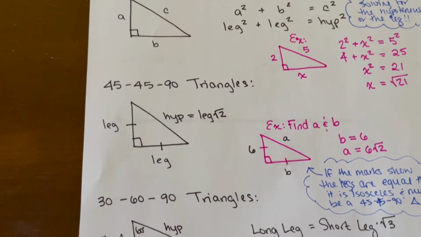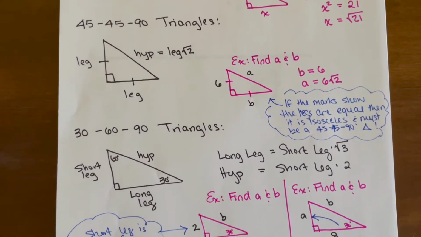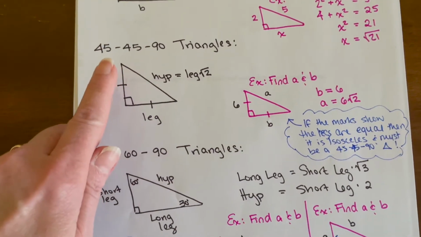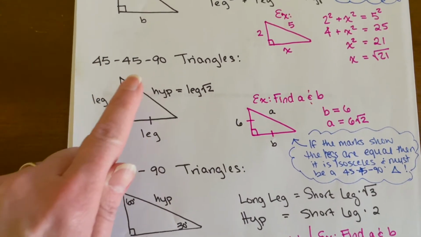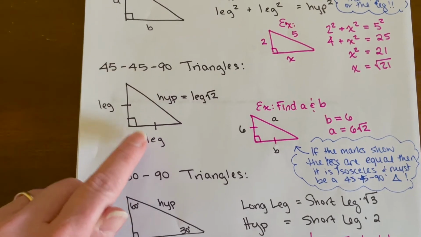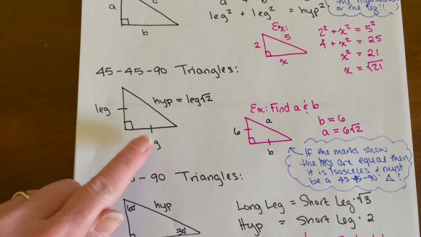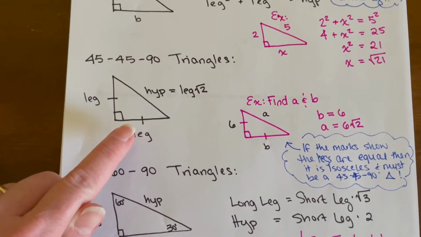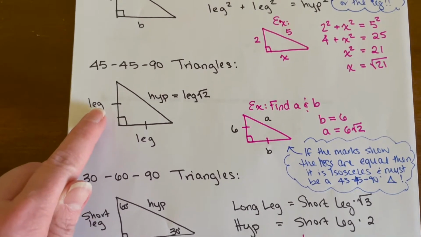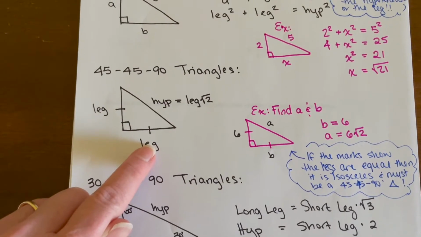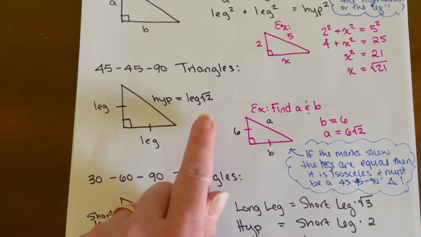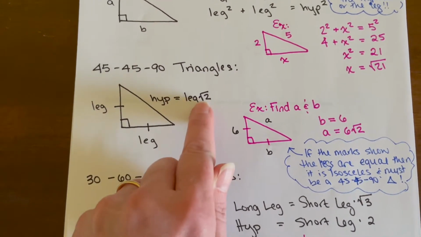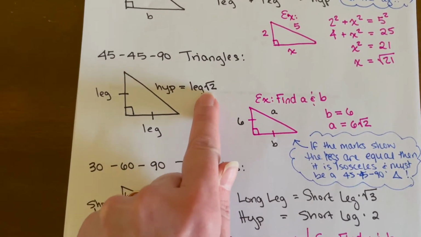And then we have two kinds of what we call special right triangles. That just means that they have a pattern that they always follow. If it's a 45, 45, 90 triangle, that means I have two congruent legs. It's an isosceles right triangle. The relationship every single time is that if my leg is equal to the other leg, then the hypotenuse is going to equal that leg times the square root of 2 every single time.